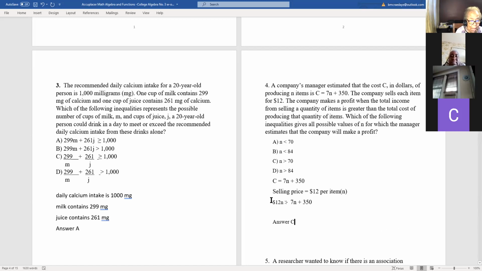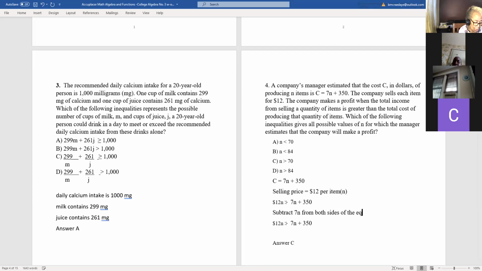You could get it from here, right? What would you do, Latoya, to get, how would you solve this? Remember I said you can solve inequalities just like you do equals. So you'd subtract what? Minus 7N. That's right. Subtract 7N from both sides of the equation.